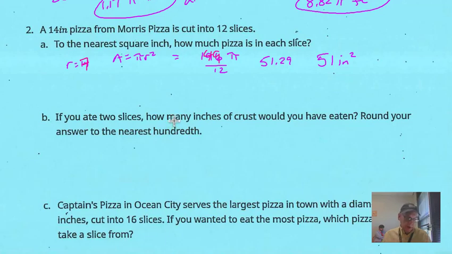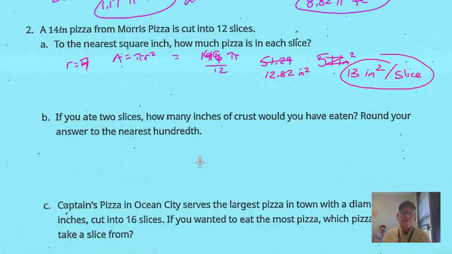And 49 times pi is 153.86 divided by 12. It's about 12.82 square inches. So rounded to the nearest inch, it's about 13 square inches a slice. That's the correct answer for 2.